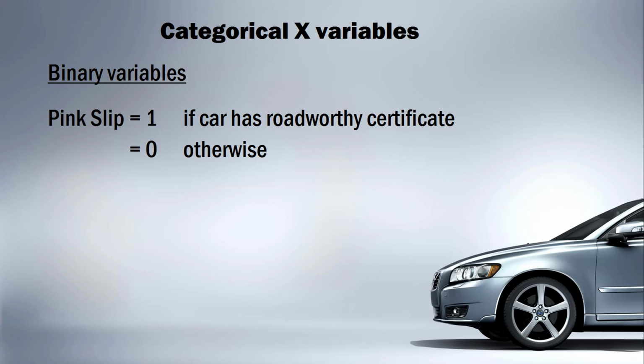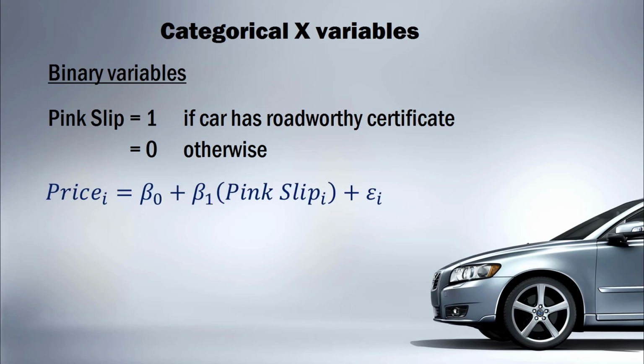So in the example we were using in part A, we were trying to explain the car's resale price as a function of the car's age and the odometer reading. But another variable we could use is whether or not the car has a pink slip. But just for the moment, we're going to revert to a very simple model where we're just trying to explain price as a function of whether or not the car has a pink slip.